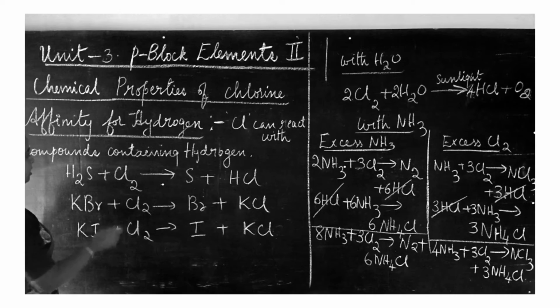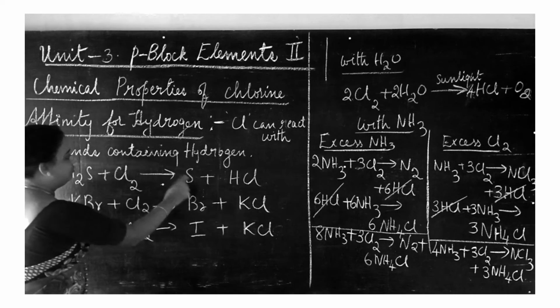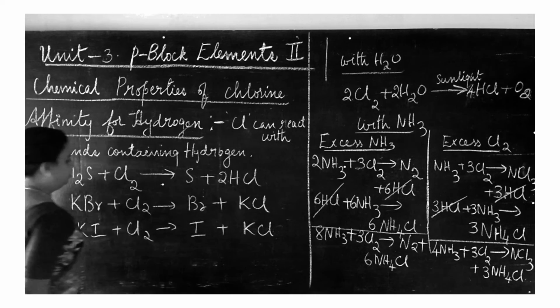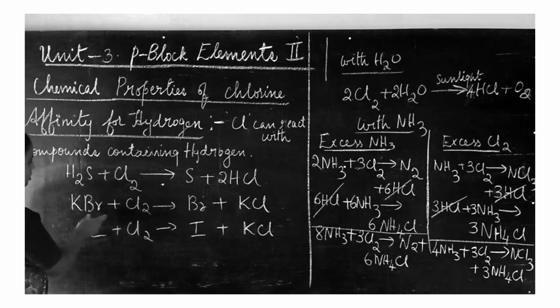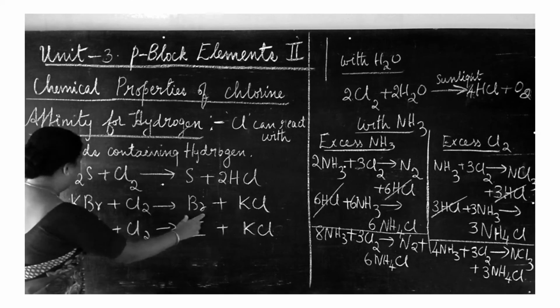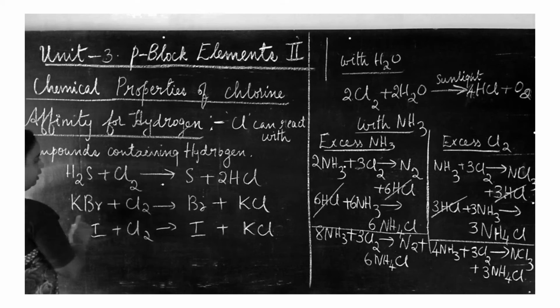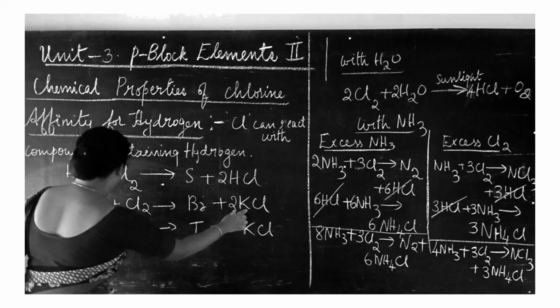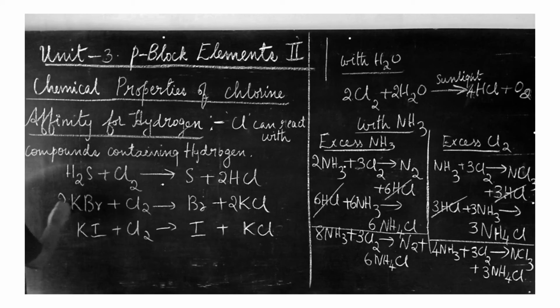So now let us balance here. So here 1 sulfur, so that is balanced. Here 2 hydrogen, 2 chlorine. So to balance I put here 2. Fine. Now look into this one. 1 bromine, 1 bromine. Here 2 chlorine. Yes. So I put here 2. So when I put here 2, it becomes 2 potassium, whereas here only 1 potassium. So I put here 2.